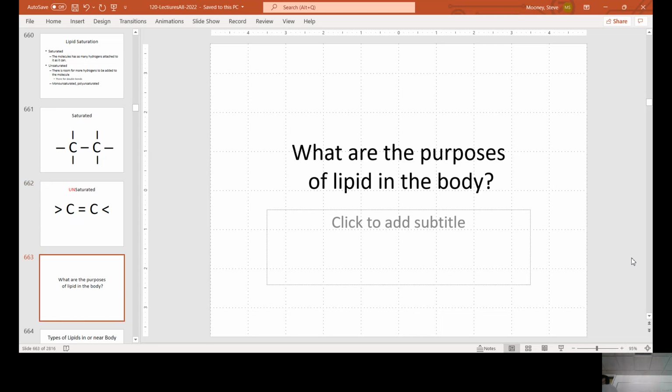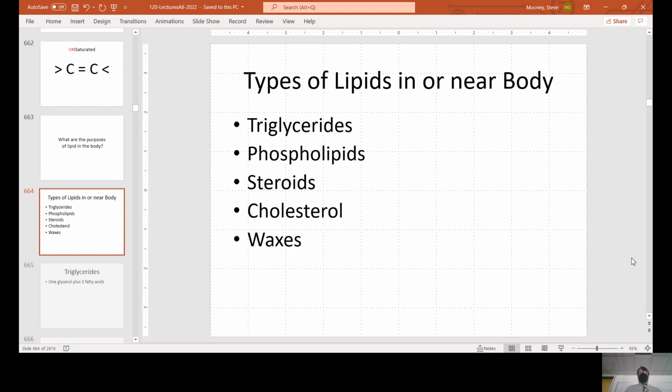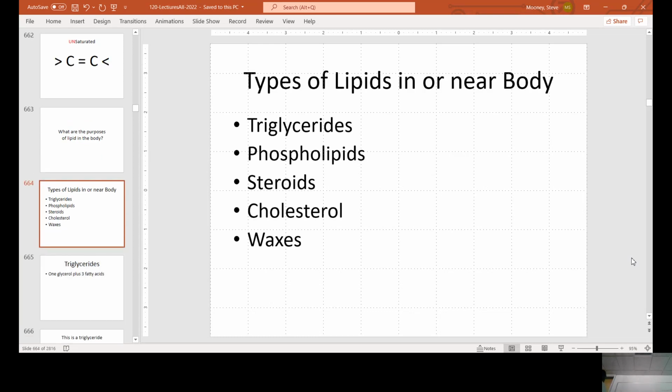So when we're thinking about saturated and unsaturated, it influences structure and form in the body and ultimately the purposes of those lipids. Talking about types of lipids in the body. These are the ones we'll cover in this class.